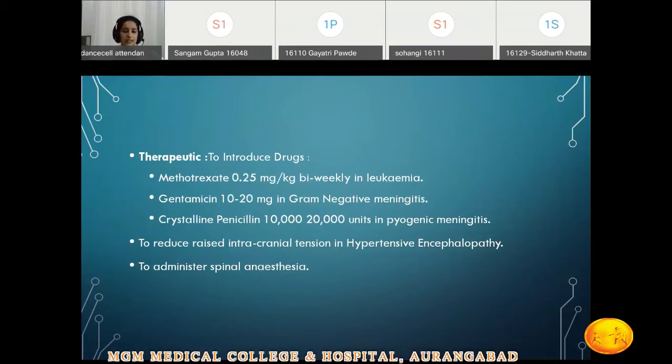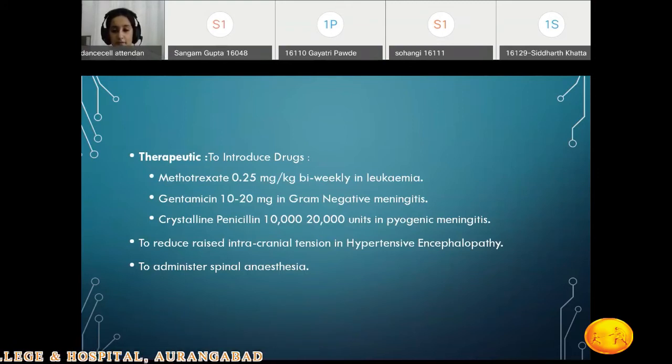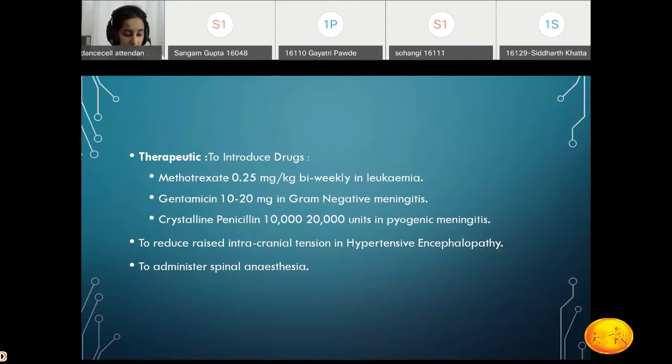To reduce intracranial tension in hypertensive encephalopathy, this indication is also very rare, but in earlier days, people used to carry out such CSF drainage in cases of hypertensive encephalopathies. And to administer spinal anesthesia. So when we're talking about intracranial tension, the most common indication of therapeutic drainage of CSF these days is in normal pressure hydrocephalus. Normal pressure hydrocephalus, this is an entity also known as pseudotumor cerebri.